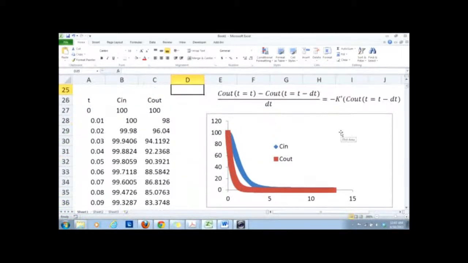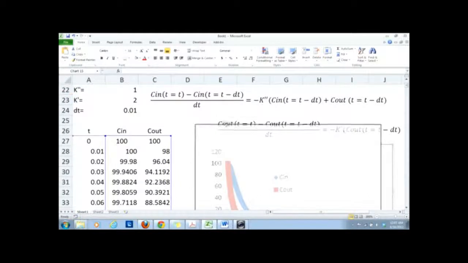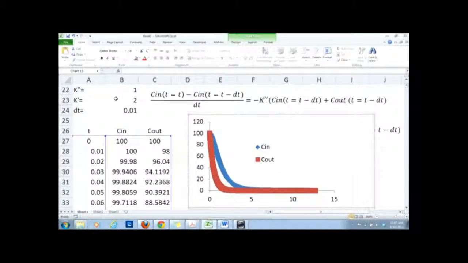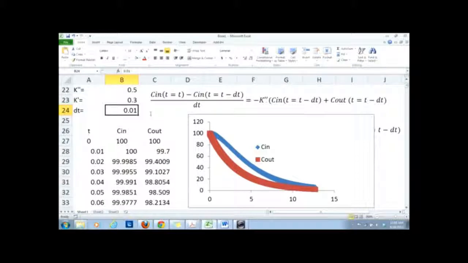However, we can vary the speed by changing the diffusion coefficient. For example, now we have k double dash equal to 1, so if I put k double dash equal to 5, then the speed is much faster. And if I put it slower, like 0.5, then the speed is slower. It's like a dynamic model where I can change the numbers and see the results right away. And this is a simulation.